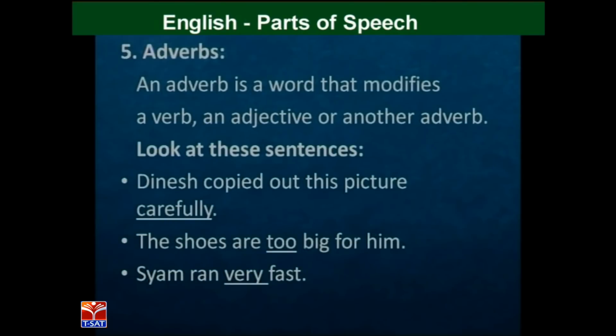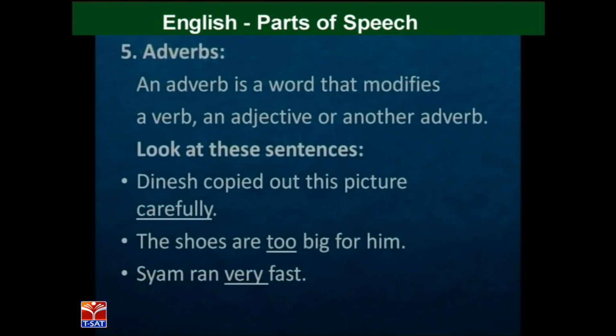Who has copied out the picture? Dinesh. How did he copy out? Carefully. So, how is the copying done? Very carefully. So, in this sentence, the word carefully modifies the verb copied and adds some more meaning to it. How did he copy? He copied out very carefully.